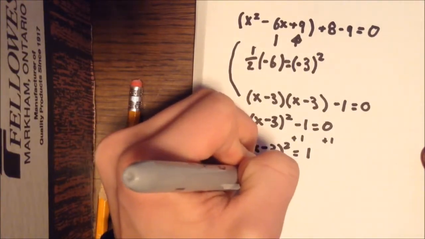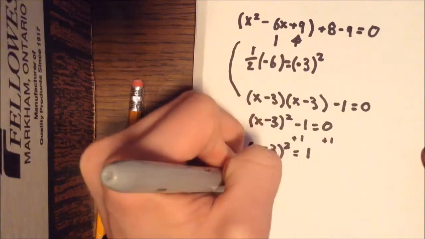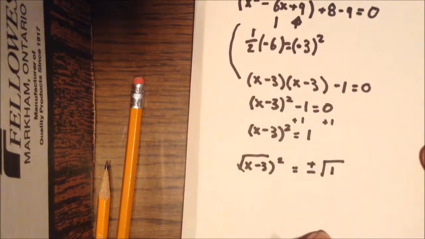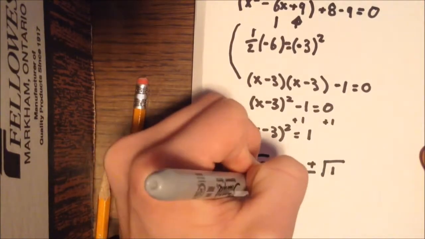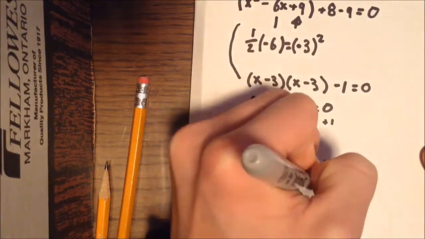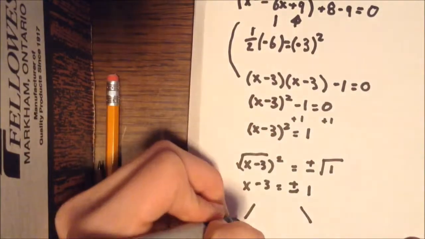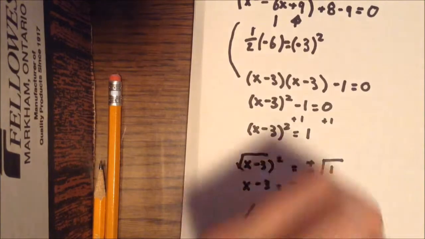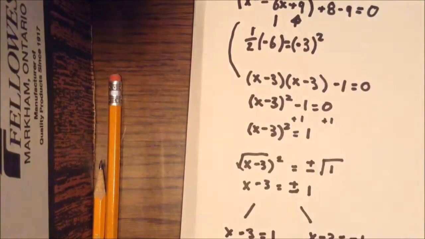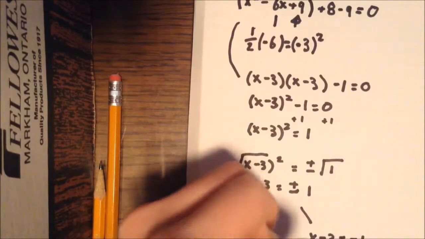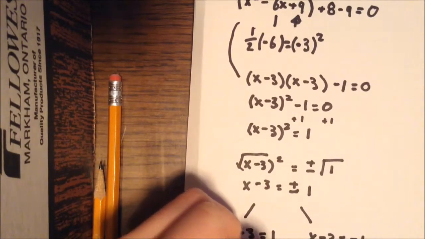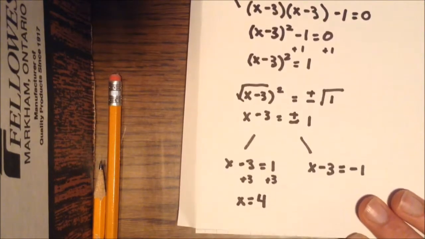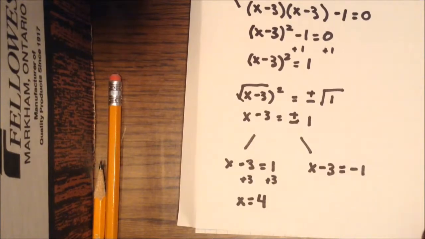Now what you want to do is to square root both sides to give you your two separate equations. X minus 3 equals positive 1, and x minus 3 equals -1. So you simply add 3 to both equations in both cases, and you get x equals 4 and x equals 2.